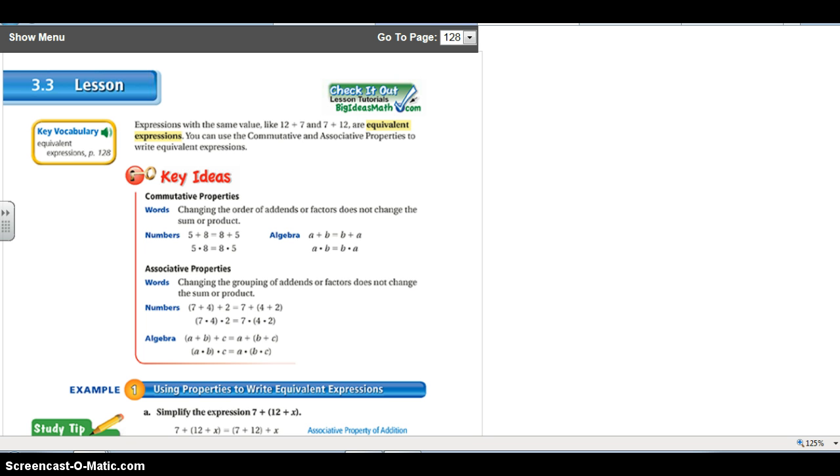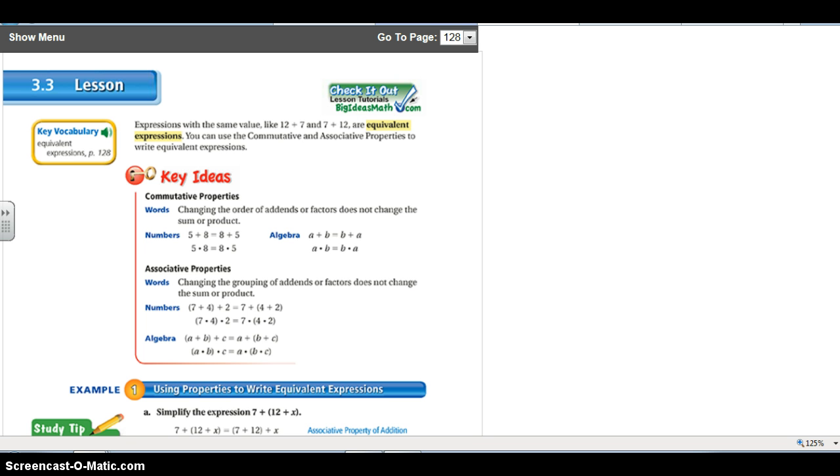Your commutative properties: changing the order of addends or factors does not change the sum or the product. In other words, with addition and multiplication, you can flip the numbers or any algebraic variable, and it won't matter in the outcome of the problem.